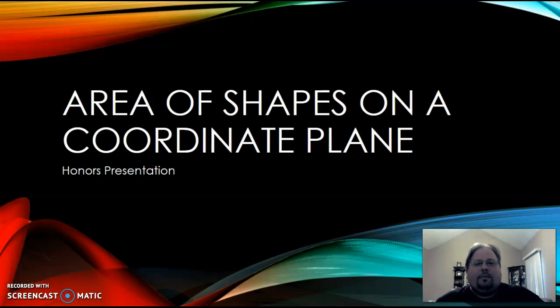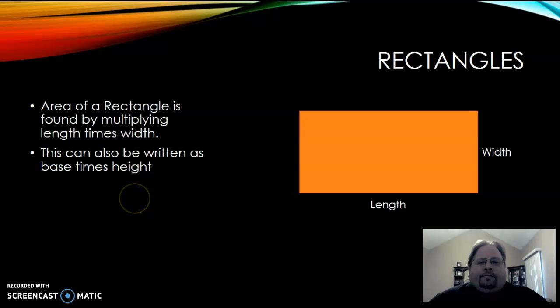This is the presentation before the honors activity, just to kind of go over a couple of things that we haven't really done in class and make sure you're aware of. So, you all should be aware of how to find the area of a rectangle, where you take length times width. This can also be written as base, so the length could be written as the base and width is the height. So we can use those terms interchangeably.